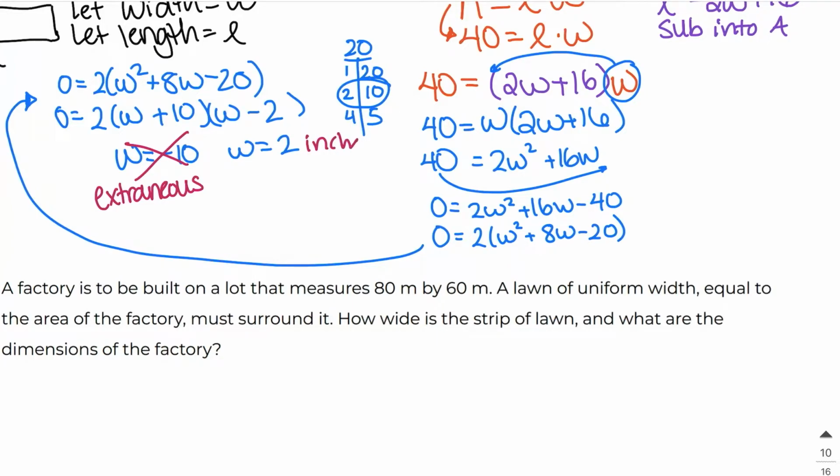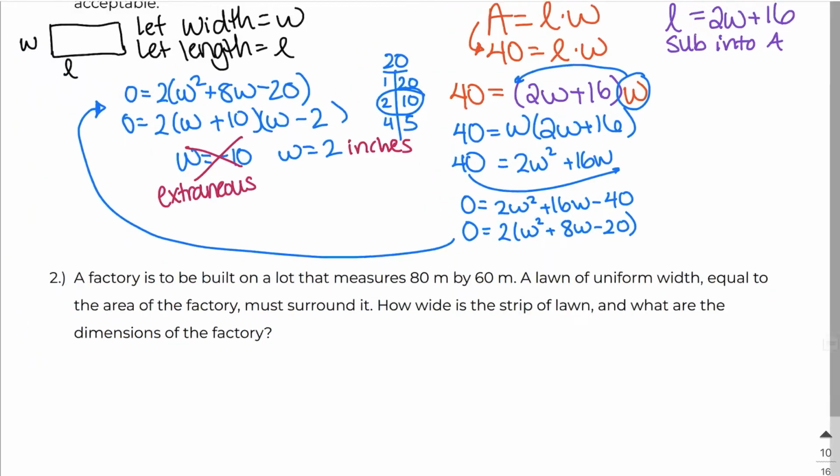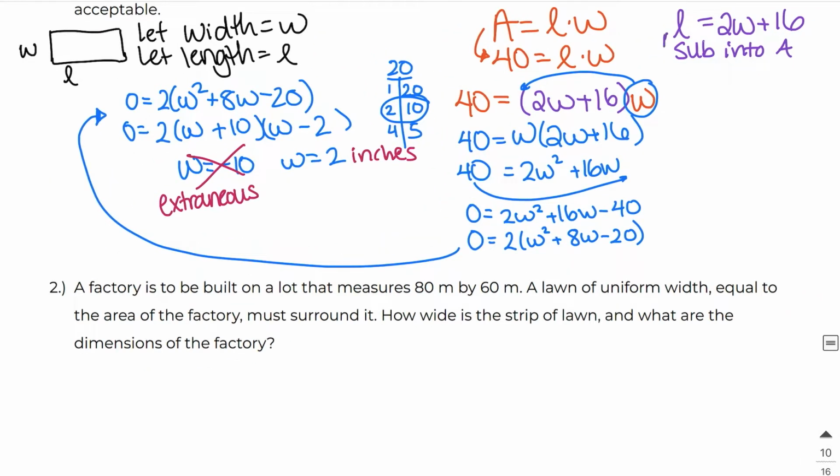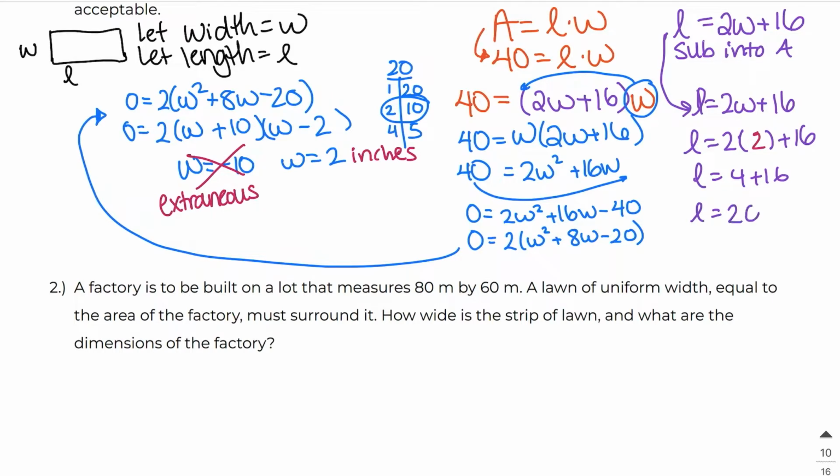And we know that the length right here, we're told here that the length is equal to 2W plus 16. So I can just replace the W with a 2. So here we know that this length would be 4 plus 16, or just 20. So here we know all of that information, so we can go ahead and label that into our diagram up here. So our diagram is over here. So we can say here that the width is 2 and that the length is 20.